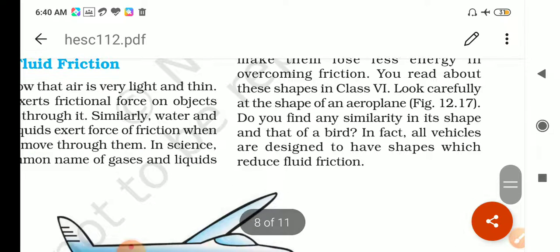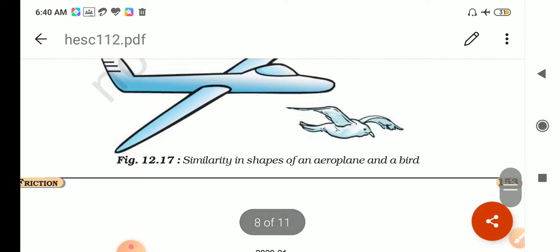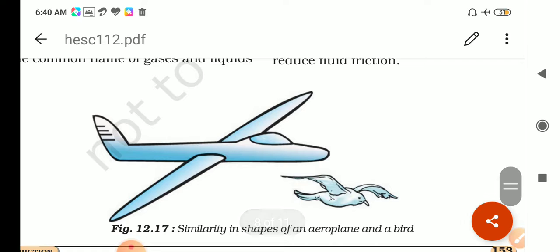Now the last question: if it asks you why the body of the birds which fly in the air, and the fish which live in the water, is streamlined, then the simple answer is that a streamlined body reduces the friction of air or water. It helps in reducing the friction. This body minimizes the friction, the drag, right?